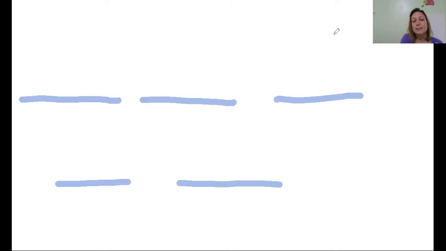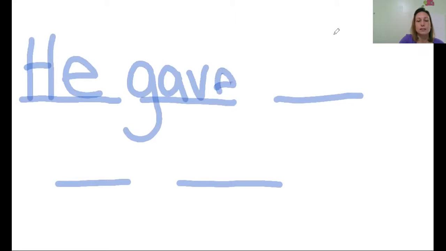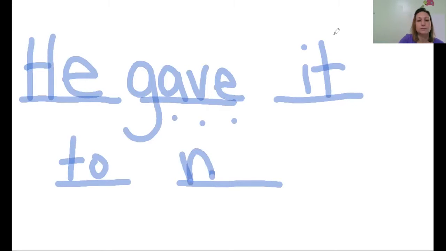Our first word was he. Uppercase H because it's the beginning of my sentence. E. He gave. G-A-V. Gave. G-A-V-E. My A is saying its name, so I need my vowel consonant E pattern. Gave. He gave it to me. And I need a period. He gave it to me.